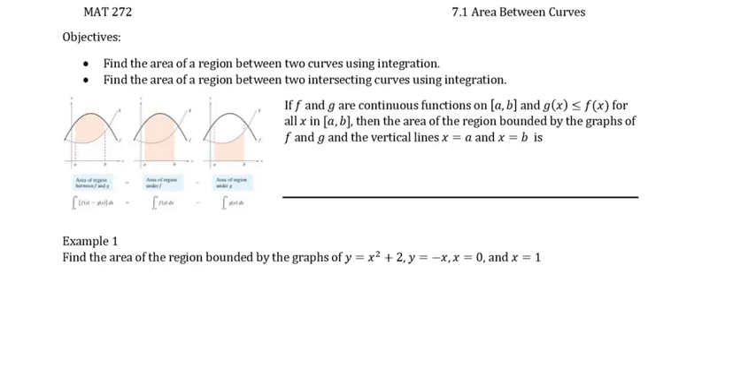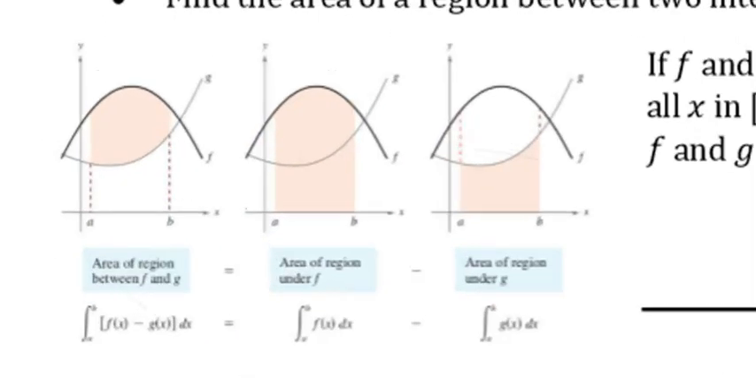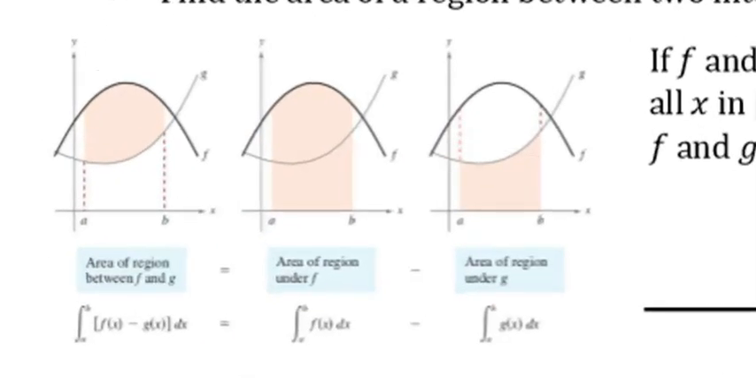Our first objective in this lesson is to be able to find the area of a region that is between two curves, and we want to do that using integration. So for example, say we have a curve of a function f and another function g. What we want to do is find the area that is between f and g and a and b. So this area in here.